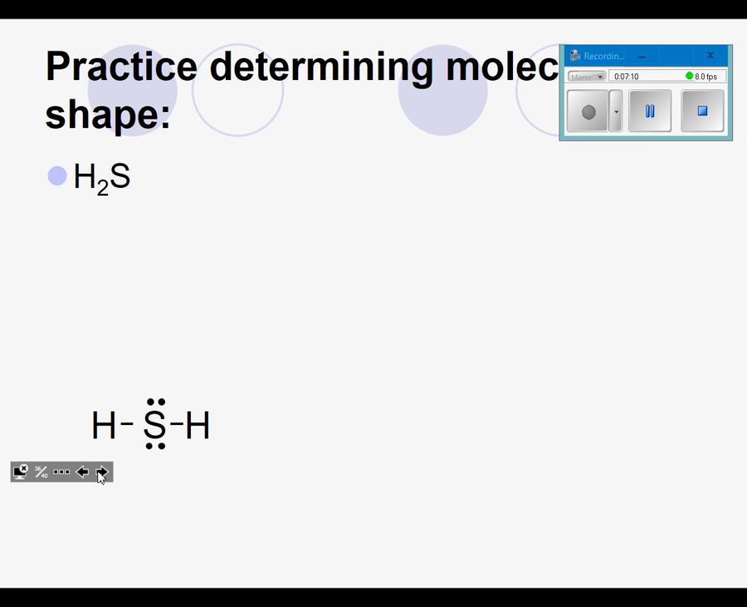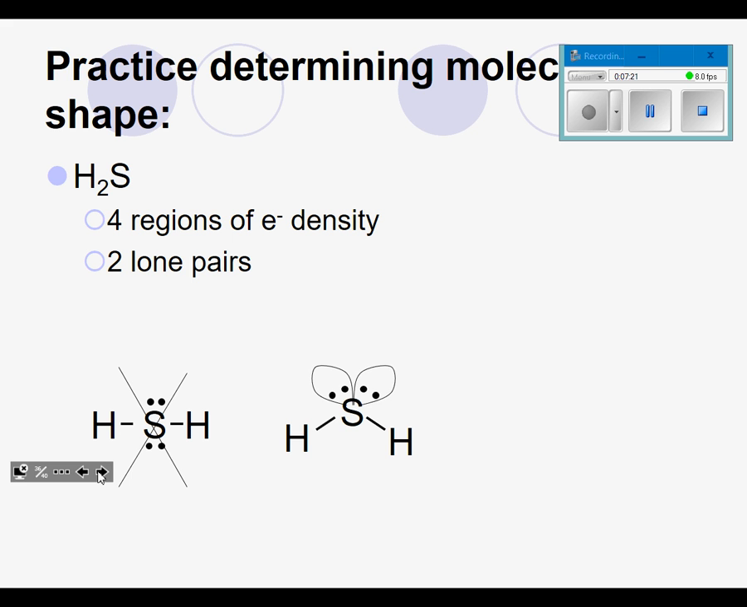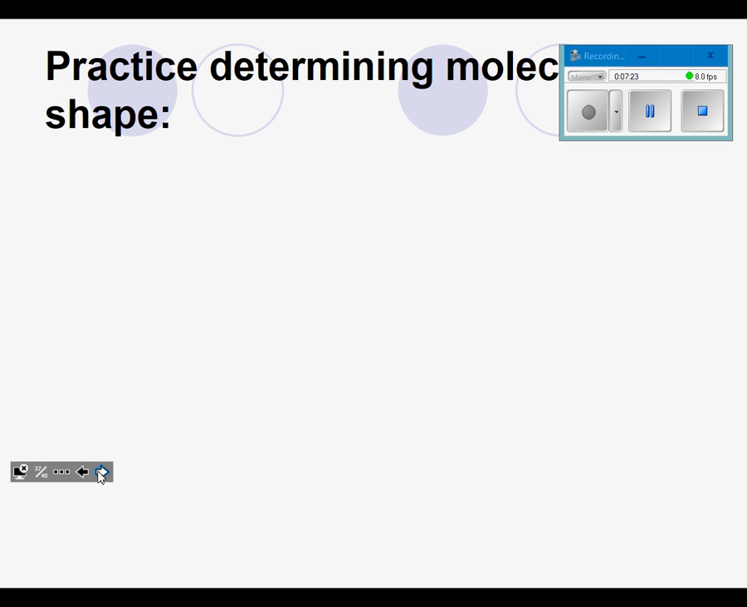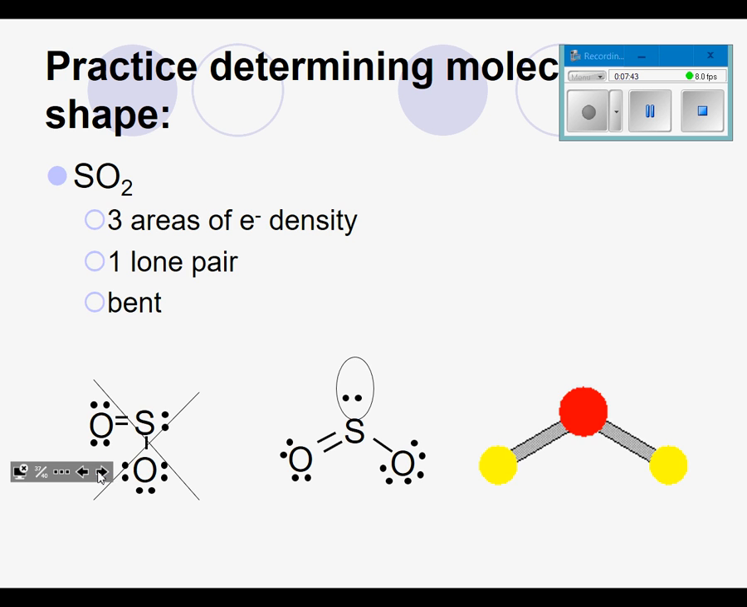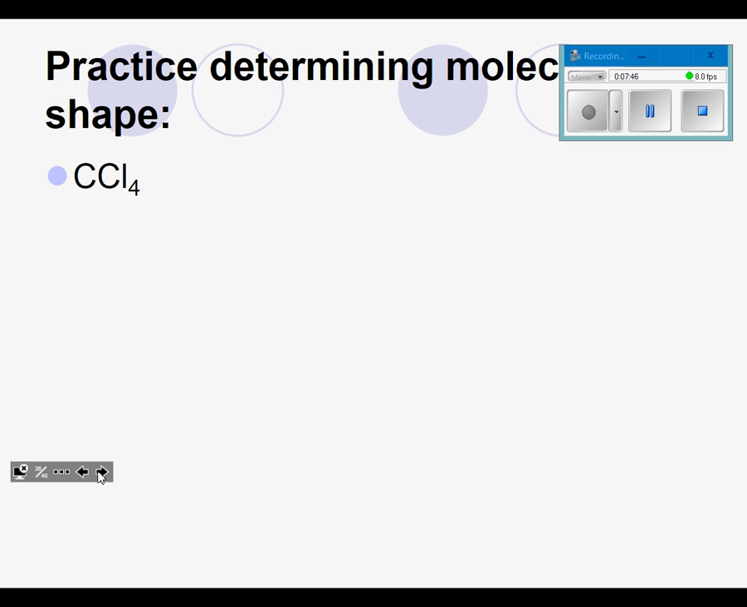We have H2S. So we have two elements bonded to the central atom and two lone pairs. Because there are four regions with two lone pairs, that would be bent. Then if we have SO2, we have a double bond and a single bond, and we have three areas of electron density. So we have two elements and a single lone pair. So that would be bent as well. We won't do one like that on the test, by the way.